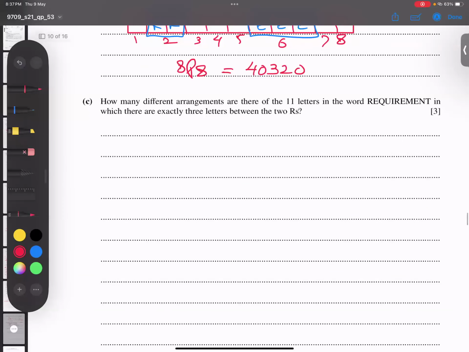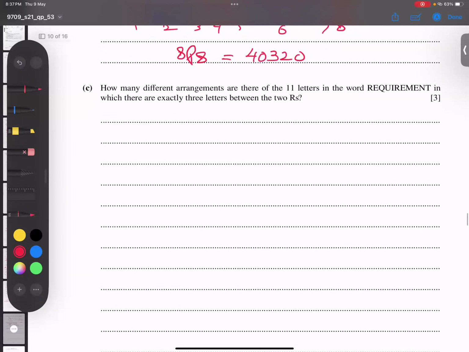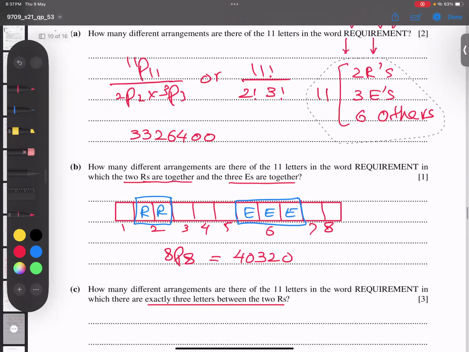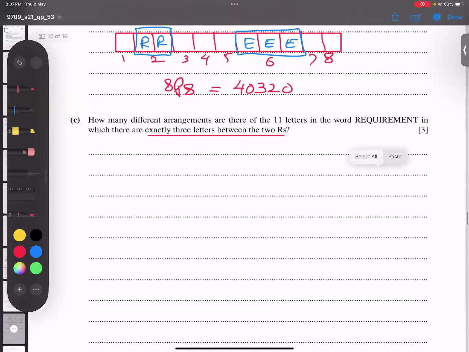Part number next, C. How many different arrangements are there for the 11 letters in the word REQUIREMENT which have exactly 3 letters between the two R's? Okay, exactly 3 letters between the two R's. The problem here, students, is again the same: there are repeating elements. This looks a little tricky because of the repeating elements.